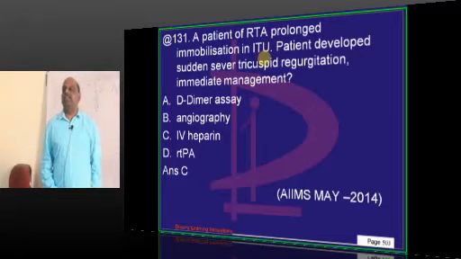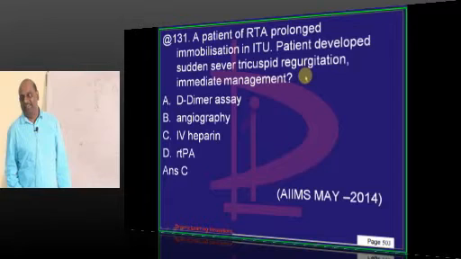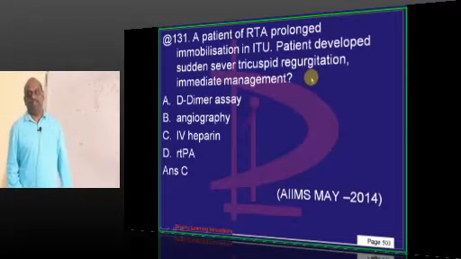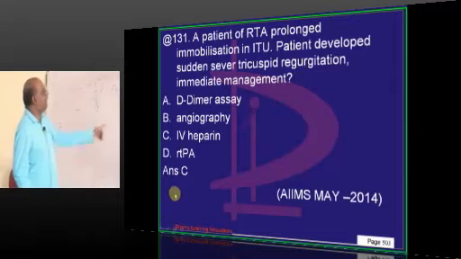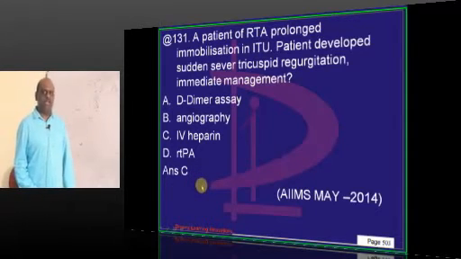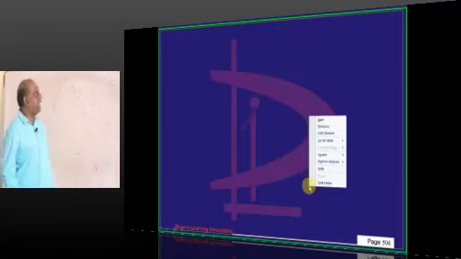So examiner is indirectly asking you, do you know that any tricuspid regurgitation is an indicator of pulmonary hypertension? Okay. So in that situation, what do you want to do? Pulmonary embolism, first thing is heparin, intravenous heparin is what you need to basically administer.